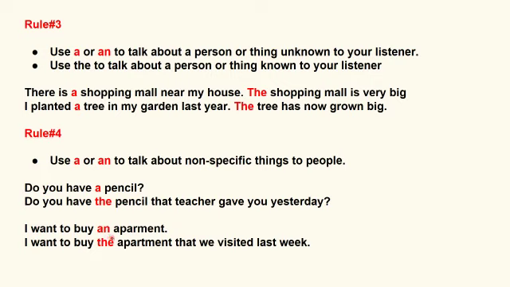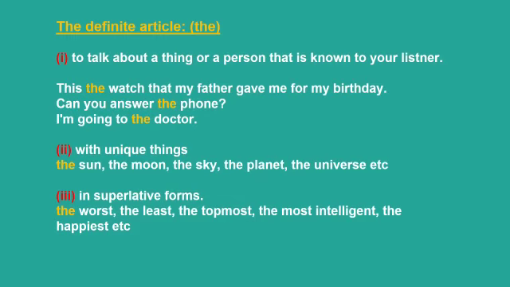And one more example here. I want to buy an apartment. I'm not specifying the apartment here, but here specifically I'm talking about which apartment. I want to buy the apartment that we visited last week. It's specific. Now the definite article the. It is used to talk about a thing or a person that is known to your listener.